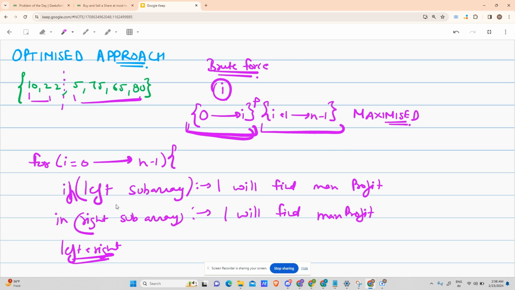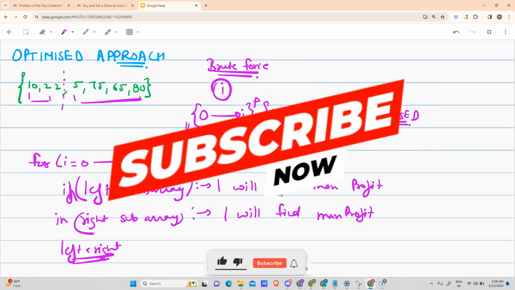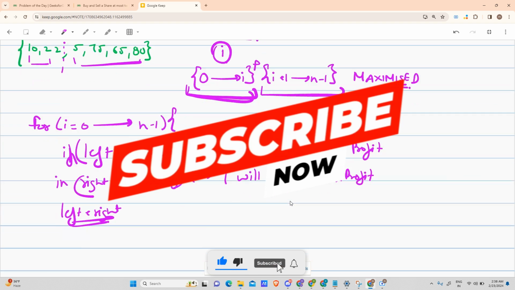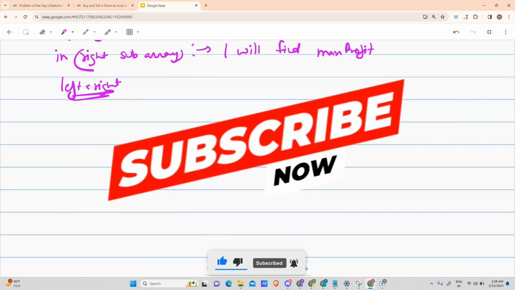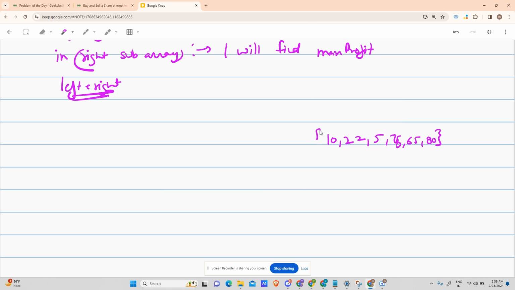Okay. Now you might be asking, how will I find the maximum profit? For that, let us look at the problem. Let us take the same example: 10, 22, 5, 75, 65, 80. Let us assume the question says to find the maximum profit in one transaction. This is for one transaction, right?